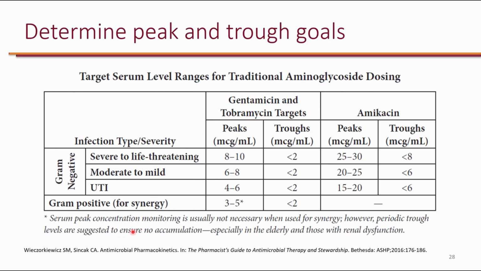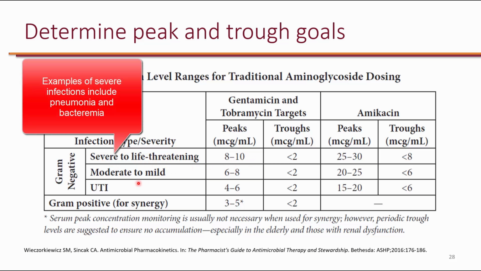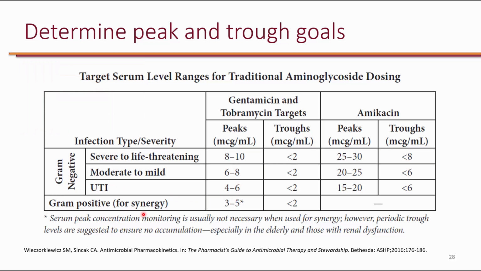By now, you know that the PK/PD targets for aminoglycosides are peak to MIC ratios and AUC to MIC ratios. For simplicity, we are only going to look at peak to MIC ratios in this class. So the target for peak for severe infections is 8 to 10. For moderate to mild infections it is 6 to 8. For urinary tract infections it is 4 to 6. And of course, if you use aminoglycoside for synergy in gram-positive organisms, the peak will be 3 to 5.